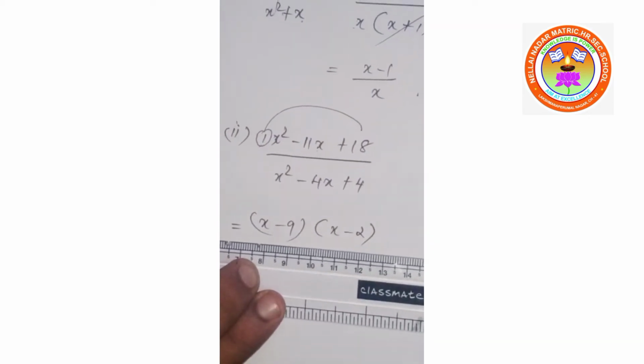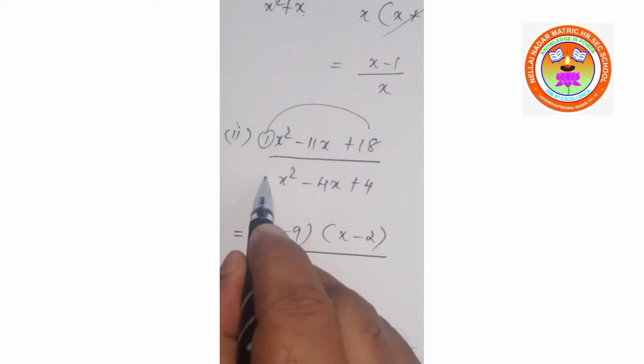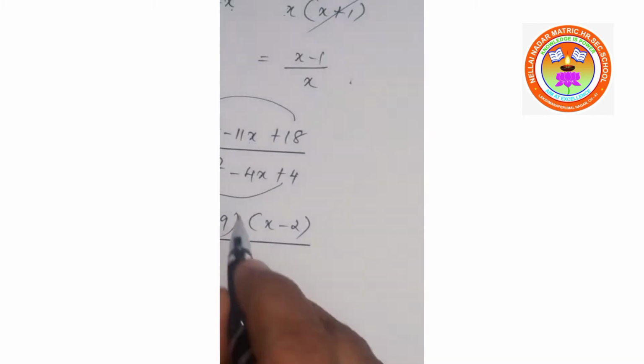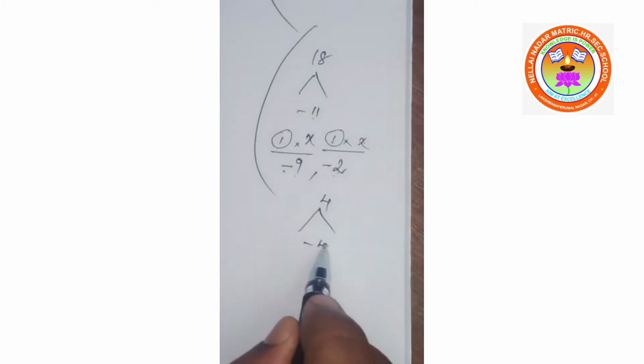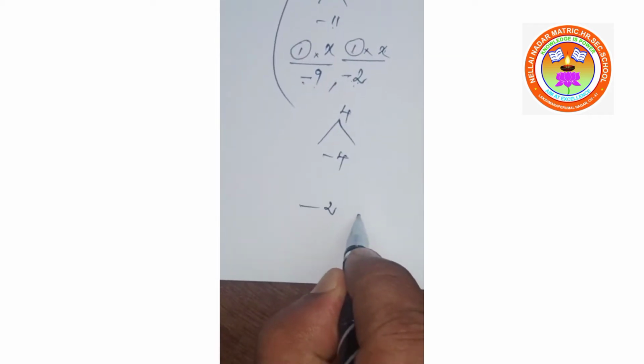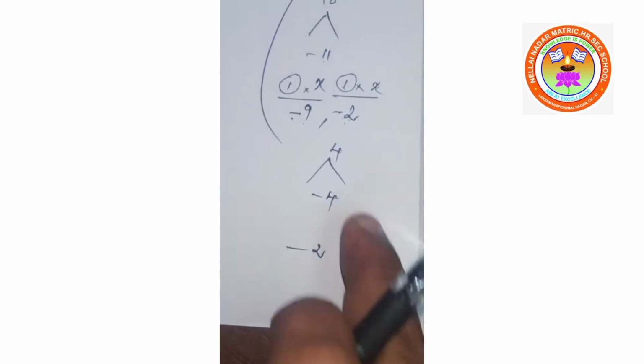Divided by. We have to factorize this polynomial also. Write 1 into 4, 4. Coefficient of x is minus 4. Product 4, sum minus 4. The two numbers are minus 2 and minus 2. Add the two numbers, minus 4. Multiply the two numbers, plus 4.